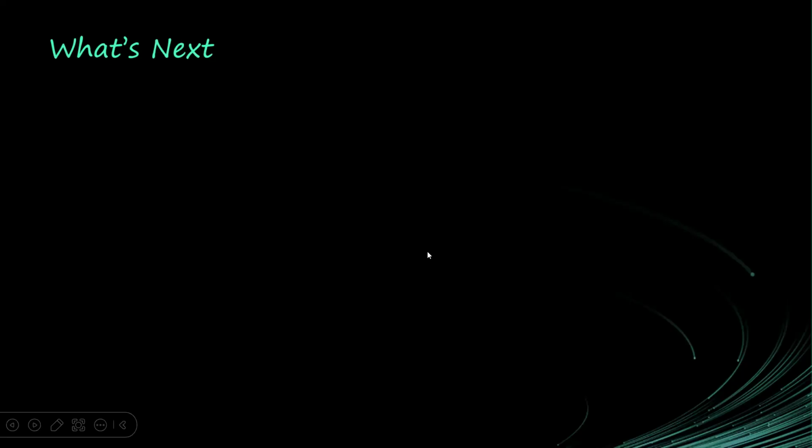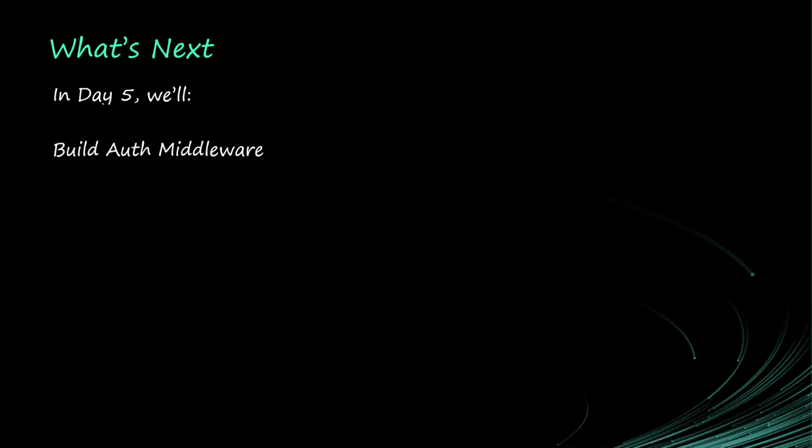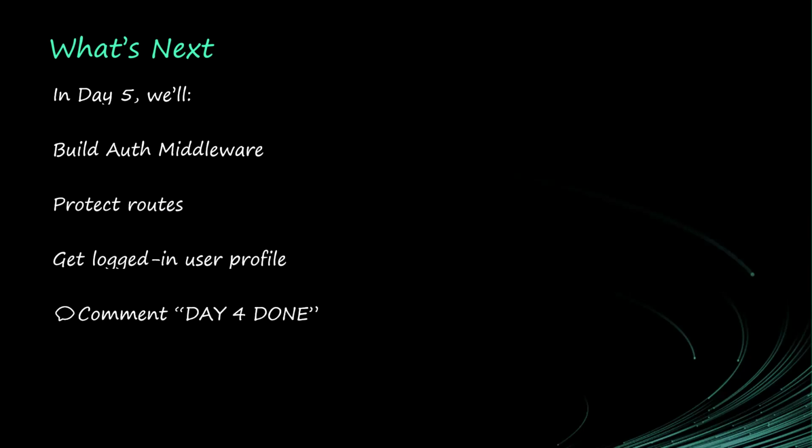So now what next? In day 5, we will build our auth middleware. So we are going to build a middleware that will handle our authentication. We are going to protect our routes, our sign-up path, and our API route. We're going to protect them. We are going to create a logged in user profile. So don't miss out on day 5.